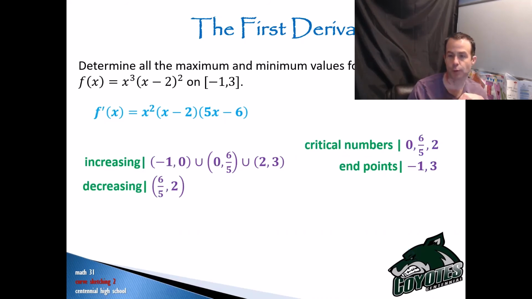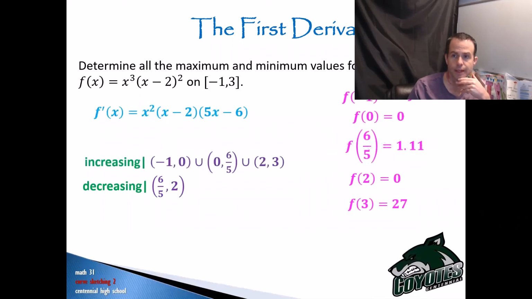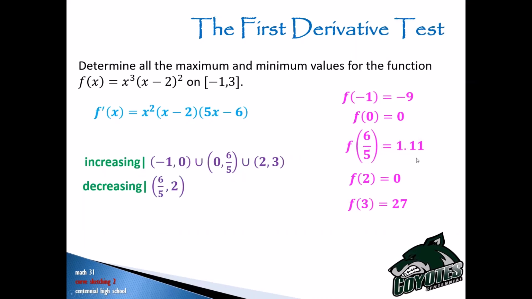You already have your y values for those 5 numbers and they are right here. So now we want to just compare. Just in case my big old head is in the way there, I'll hide for 1 second. I'd go -9, 0, 1.11, 0, and 27. So I know my absolute maximum is going to be here at the 27, and my absolute minimum is going to be here at -9. Okay, so now I just conclude everything I've just said.